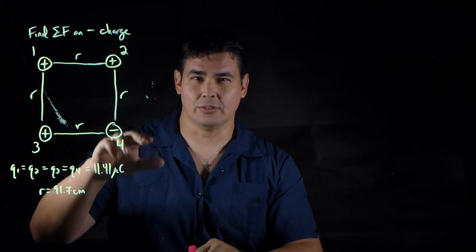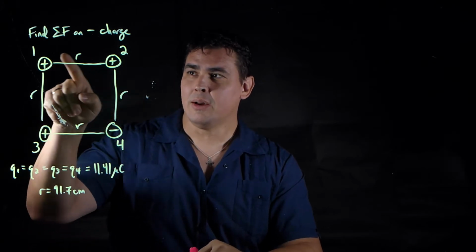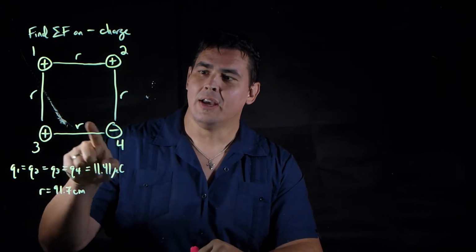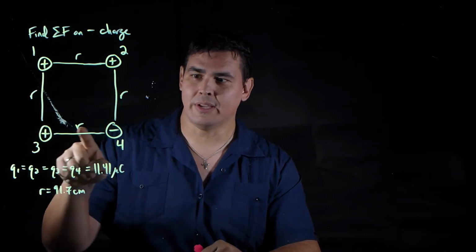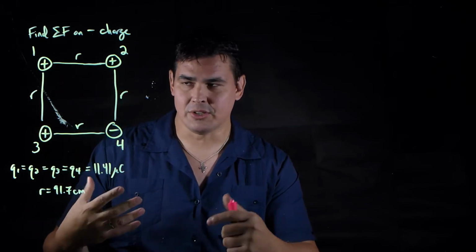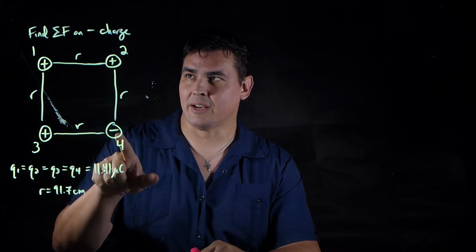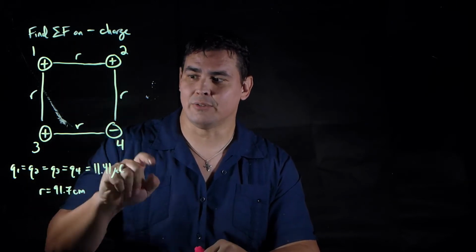It tells you that they're arranged in a square, right? So I've drawn my 3 positive charges here and my negative charge down here, and I've labeled the charges 1, 2, 3, and 4, so that way it's easier to solve. This is my negative charge. I want to find the net force on this negative charge.